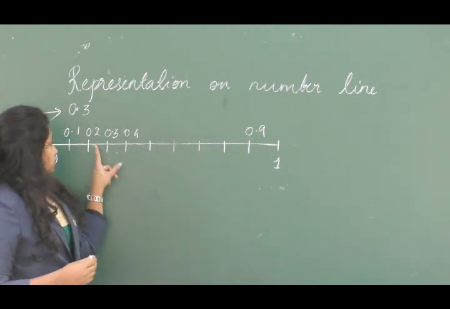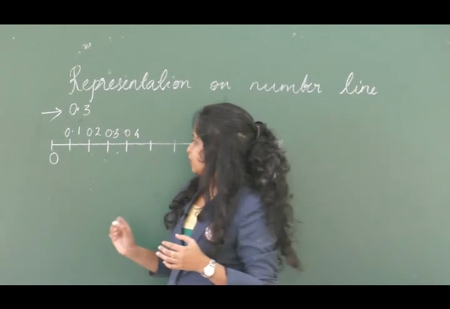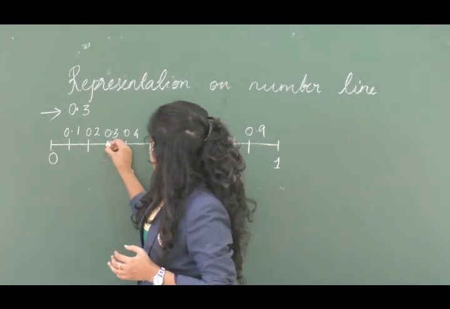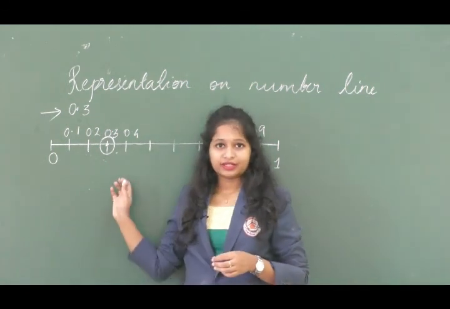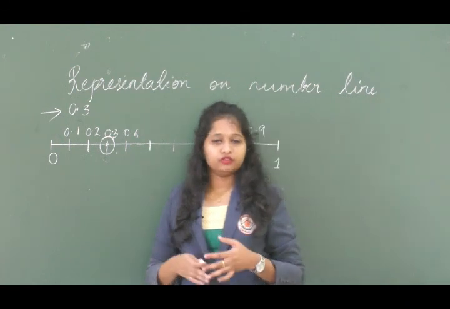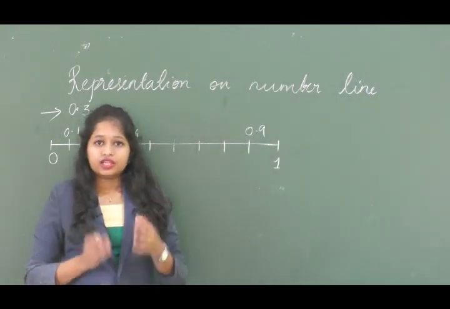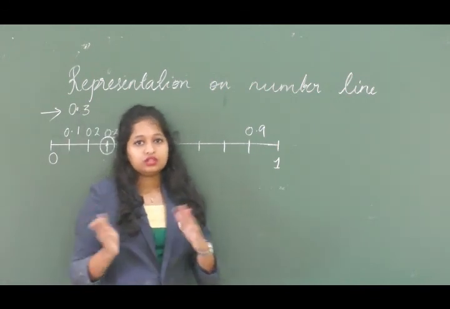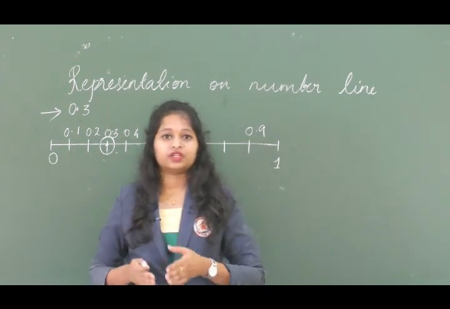So here the question is 0.3. Now mark that particular point clearly. So this is how to represent a decimal number. When you get a question, look at the number and see which numbers it comes in between. Okay? And then mark the points clearly.